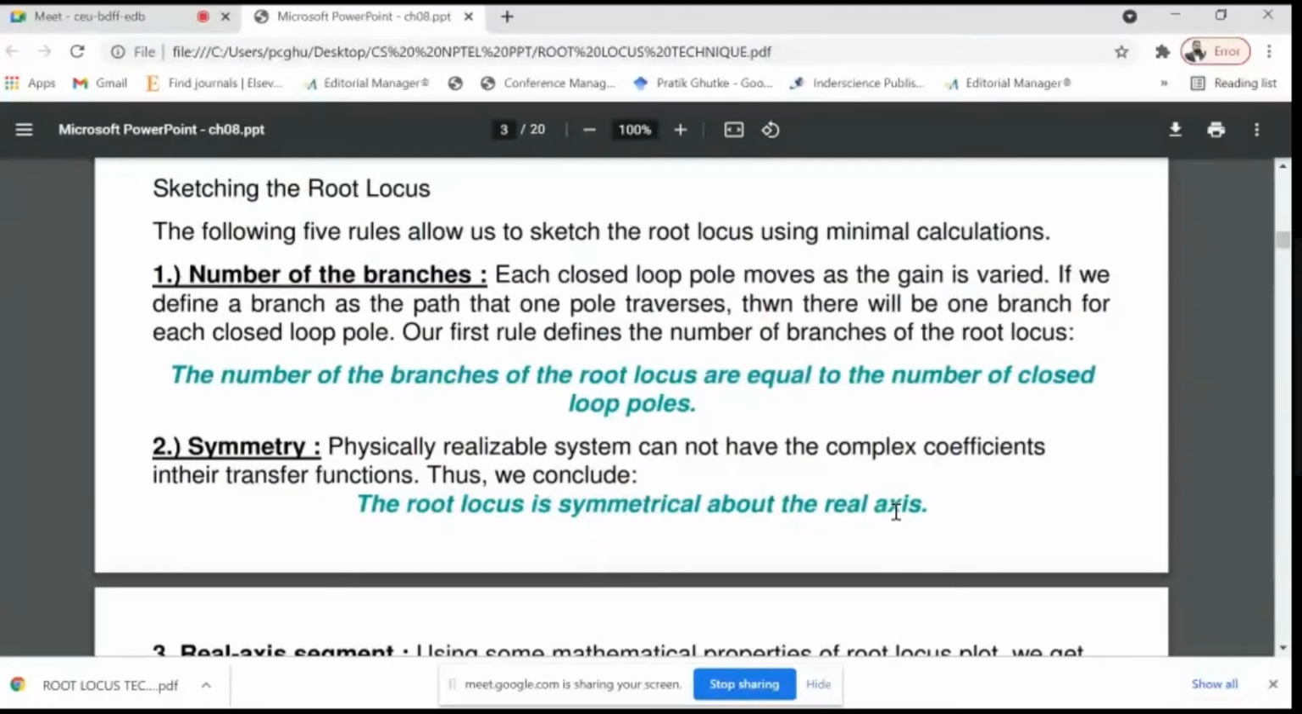Your axis in the S plane extends to the left hand side and right hand side, and above the imaginary axis and below it. So the complete S plane is symmetrical about your real axis. So, root locus is symmetrical about its real axis.